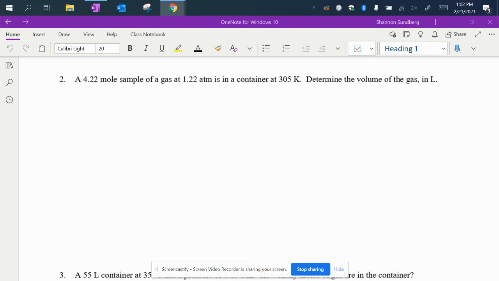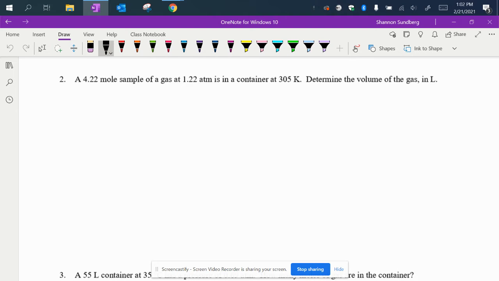We're going to do an example problem using the ideal gas law. Here is what it says. A 4.22 mole sample of a gas at 1.22 atm is in a container at 305 Kelvin. Determine the volume of the gas in liters.